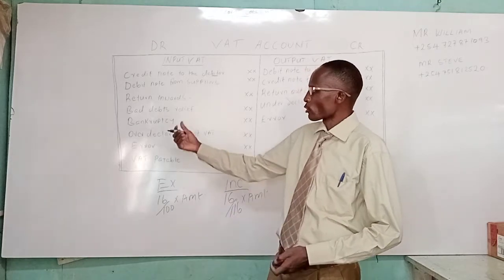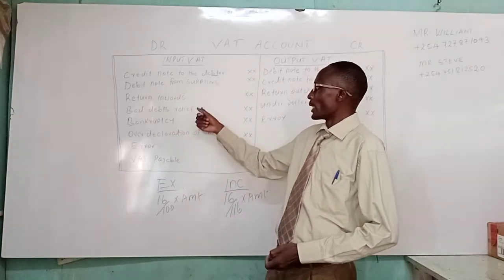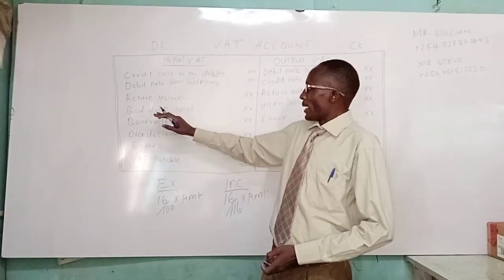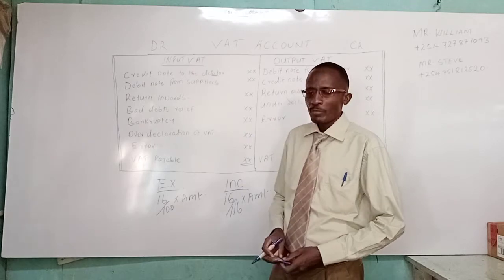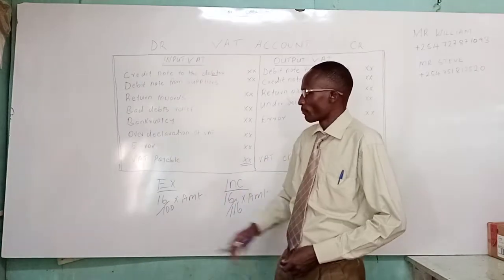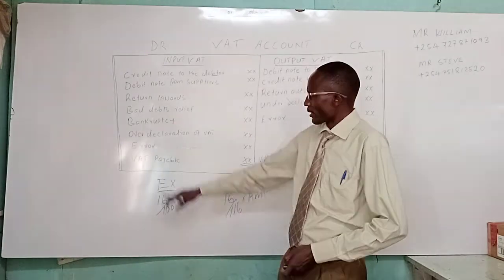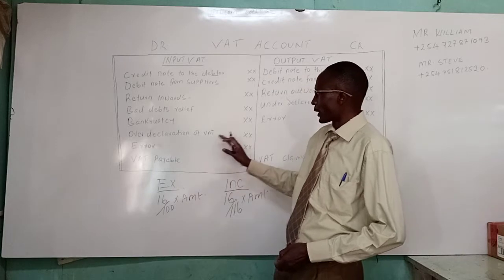So you have to write off that customer as a bad debt. In that situation, you debit the figure. And then next is the bankruptcy. If the customer is bankrupt or is insolvent, then you debit the figure. The other item is over declaration of VAT, which will be on the debit side.